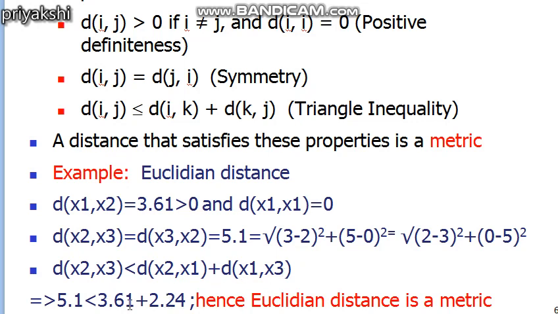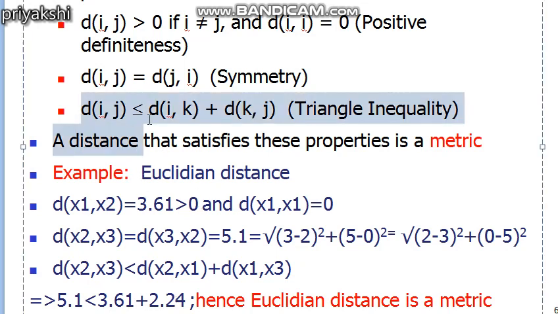So if we sum it up, it will be 5.85. So 5.1 is less than 5.85. So we can say that Euclidean distance also satisfies the triangular inequality. Since it satisfies positivity, symmetricity and triangular inequality, we can tell that Euclidean distance is a metric which satisfies all three properties. So we can prove this.